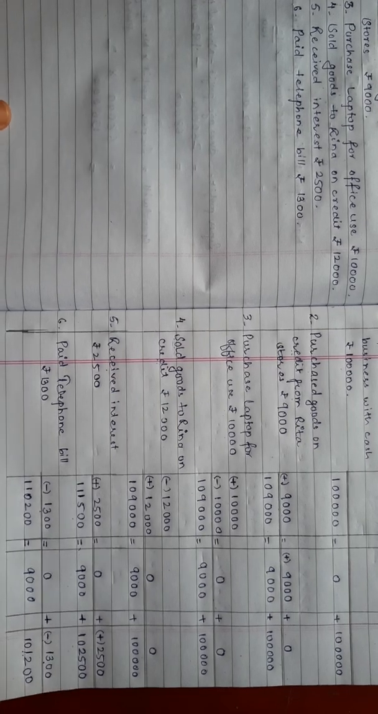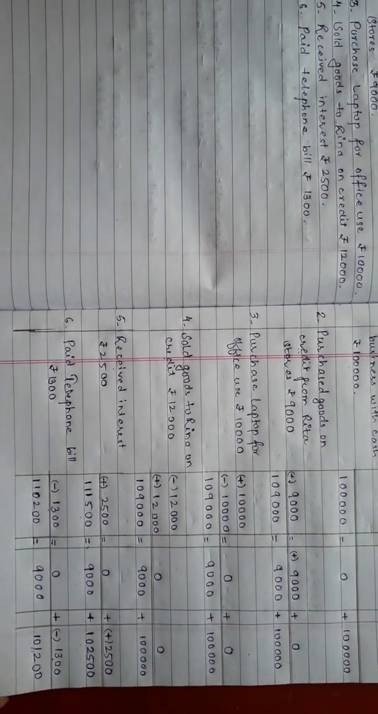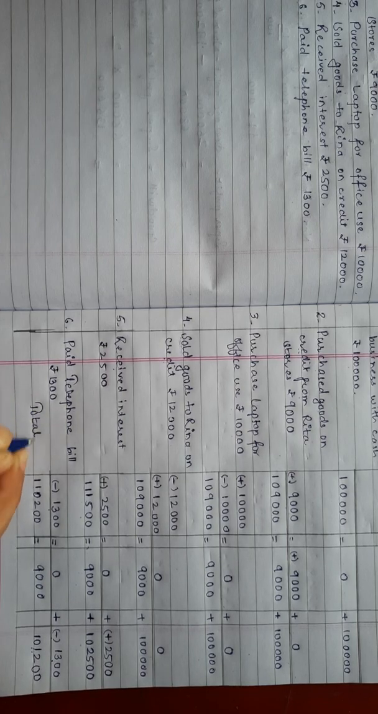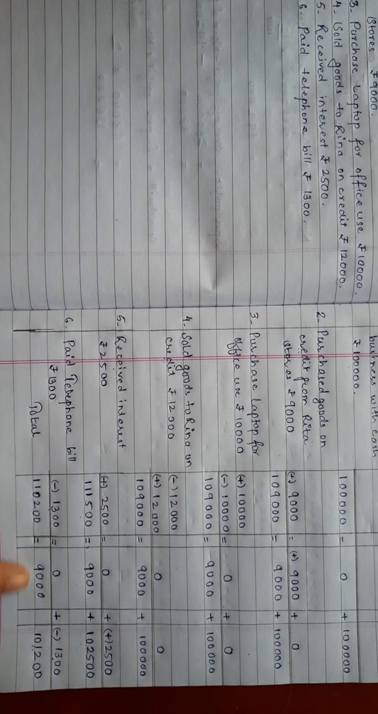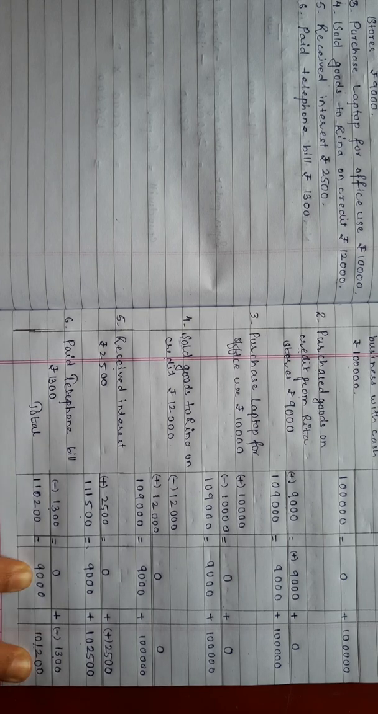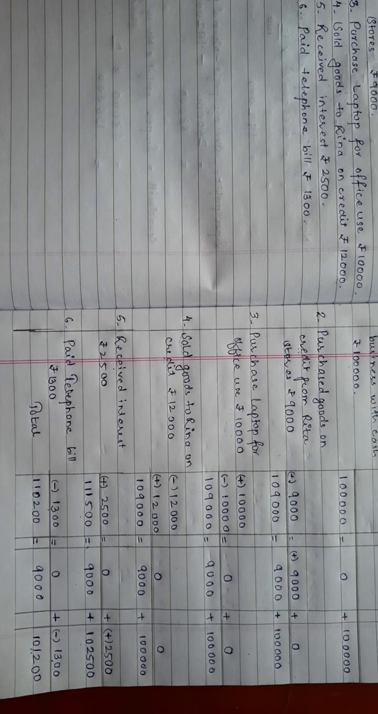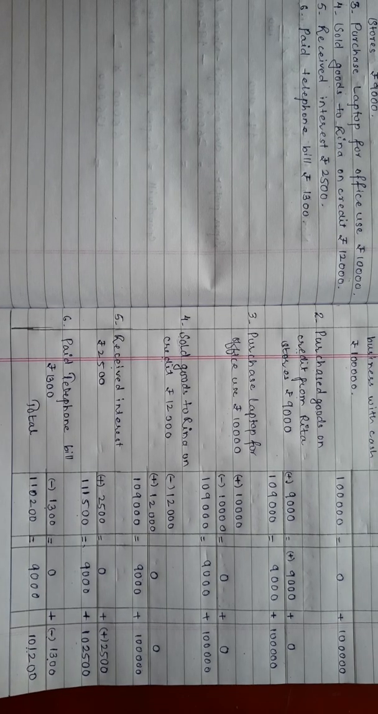Here, this is our final equation, so it will be named as total. Total equation will be assets equal to liabilities plus capital. You will check again. So 9,000 plus 1,01,200 will be equal to 1,10,200 only. So that's it about this question's solution.